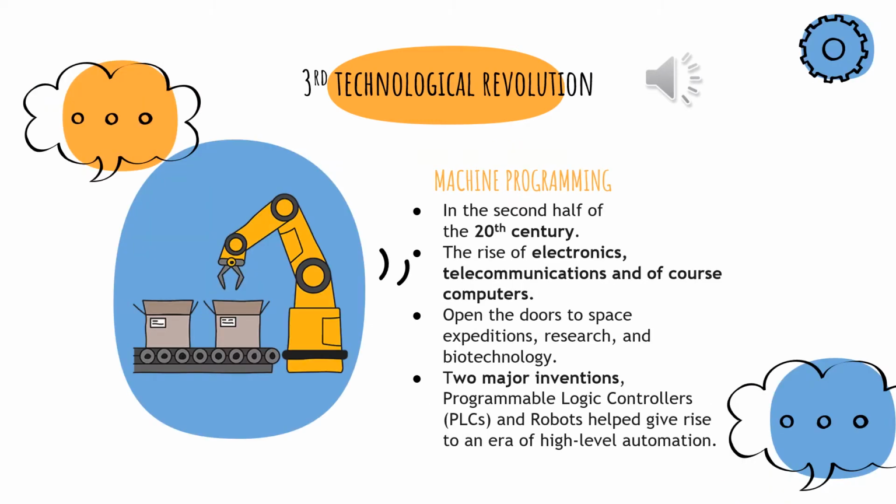Next, in the second half of the 20th century, another century passes, and we bear witness to the third industrial revolution. The third industrial revolution brought forth the rise of electronics, telecommunication, and of course computers. Through the new technology, the third industrial revolution opened the doors to space expedition, research, and biotechnology. And in the world of industries, two major inventions, programmable logic controllers and robots, helped give rise to an era of high-level automation.